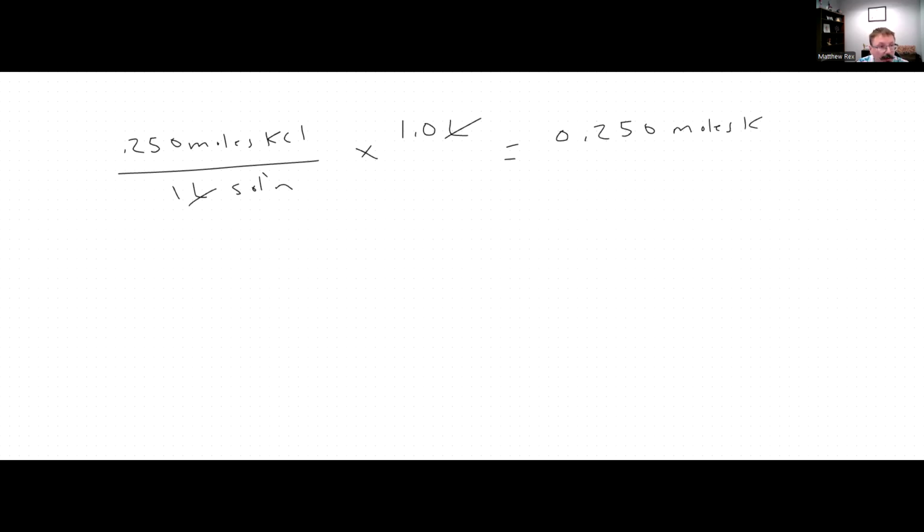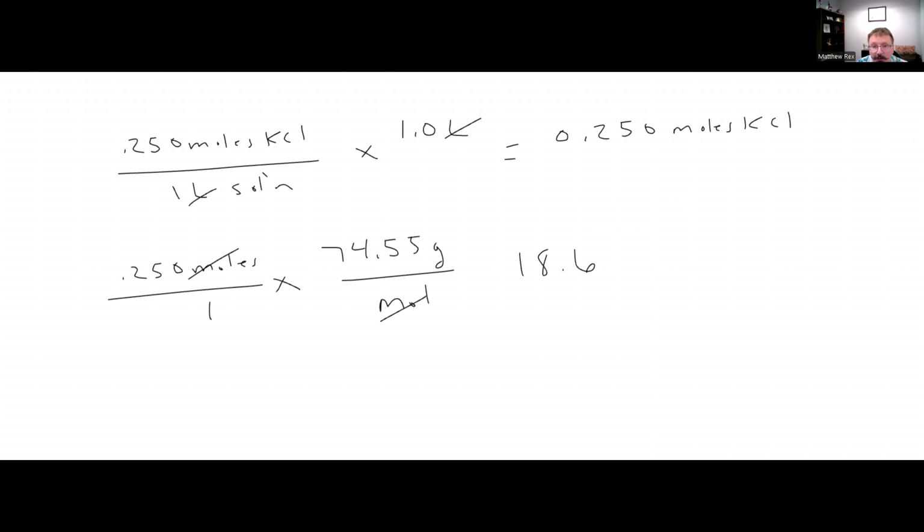So if we can find the mass of potassium and the mass of chloride, or that should be about 39.1 plus 35.45. Times 0.25 gives us 18.6 grams, or answer B.